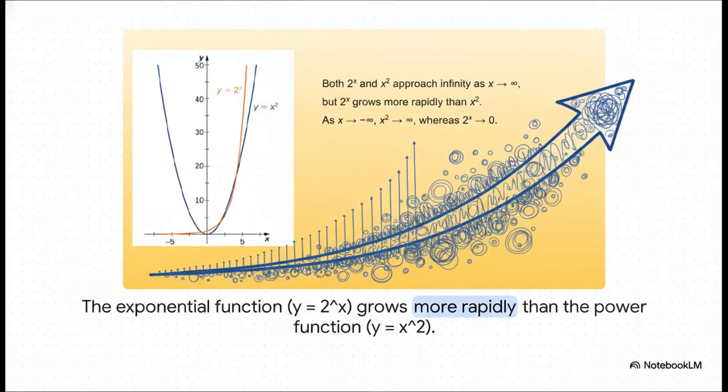And here you can see that difference in action. It's so clear on this graph. Look at the blue line, the power function. It's climbing, sure, nice and steady. But then look at the red exponential function. It kind of hangs out at the bottom for a bit, and then, whoosh, it just goes vertical, completely leaving the other function in the dust. That curve, that explosive takeoff, that is the signature of exponential growth.